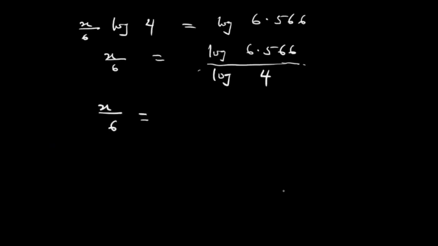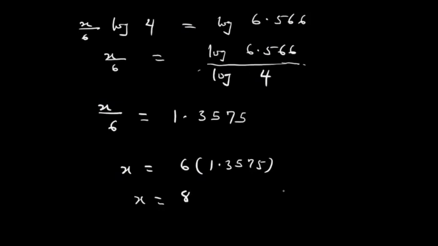x over 6 is equal to, I'm going to use a calculator to get this. So we have 1.3575. So x is equal to, if you cross multiply, 6 times 1.3575, and x equals 8.145. So this is the final answer. Thank you.